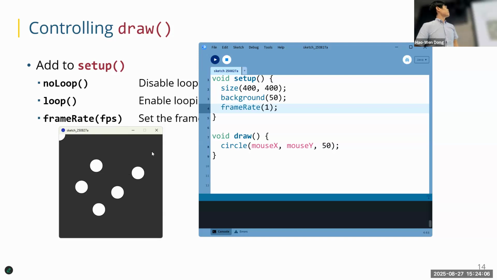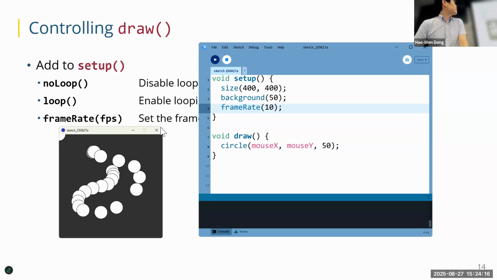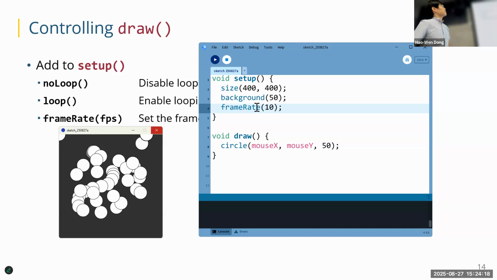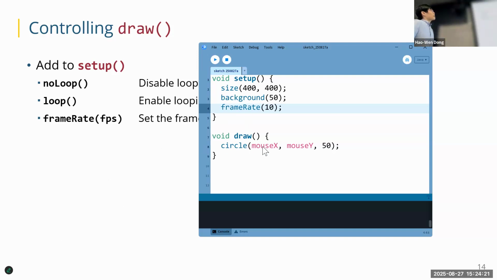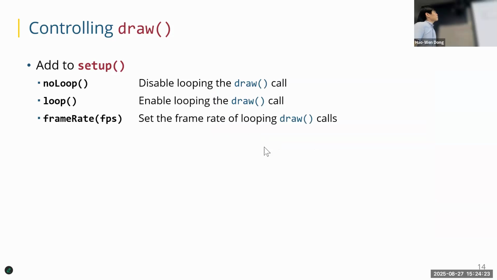It will just update every second. So very, very laggy. I guess it's a bit confusing, but frame rate 10 will be much laggier than the default frame rate of 60 per second. Cool. So that's the way you control the draw function.